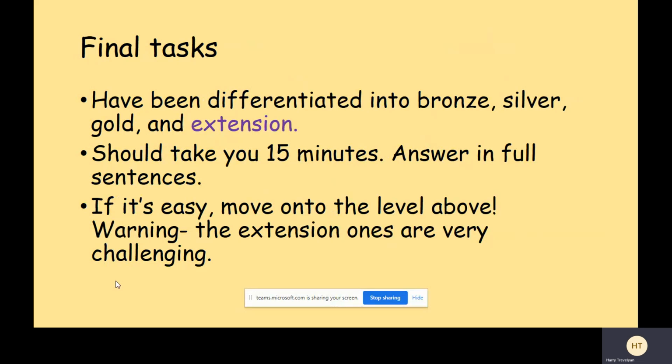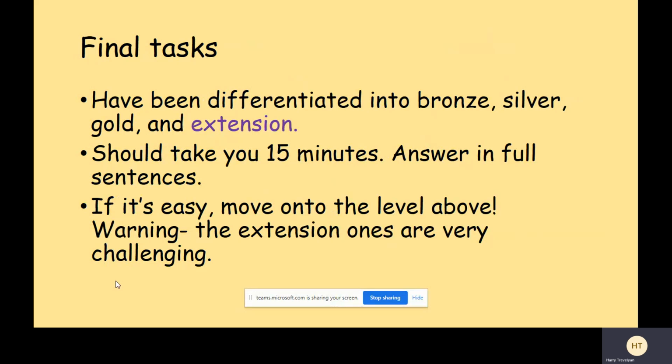So, well done. You've made it nearly to the end, but you've got 15 minutes of work left. I'm sorry to say, but these final tasks, they've been differentiated into bronze, silver, gold, and extension. And those extension questions are really hard. And I'm not really expecting anyone to actually do them unless you want to prove to your science teacher that you really are thinking about the bigger picture. Anyway, so it should take you 15 minutes and I want you to answer in full sentences.